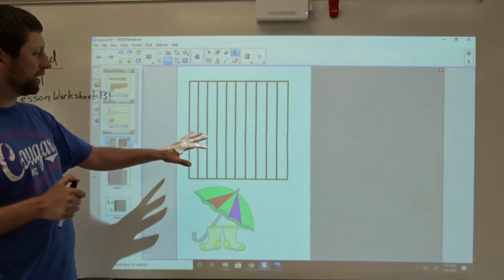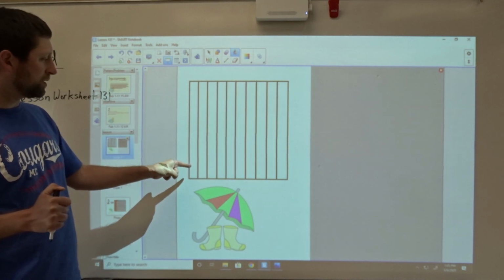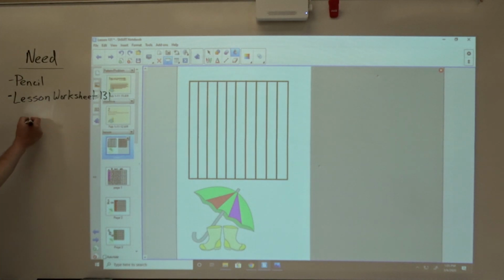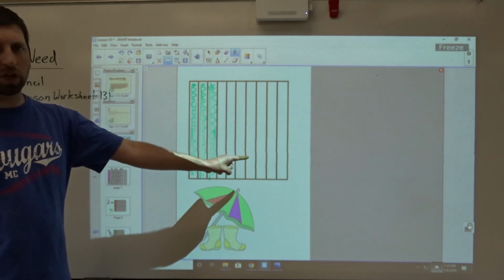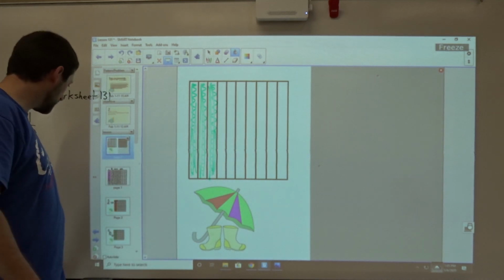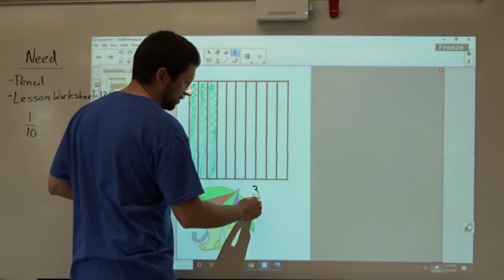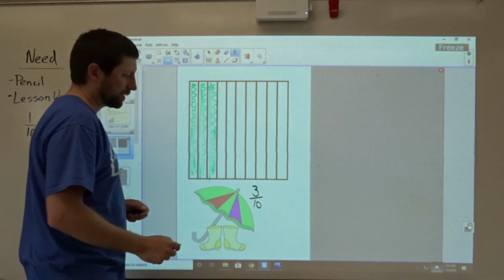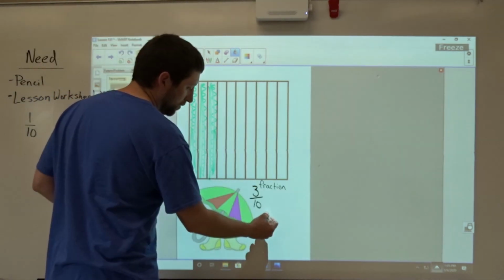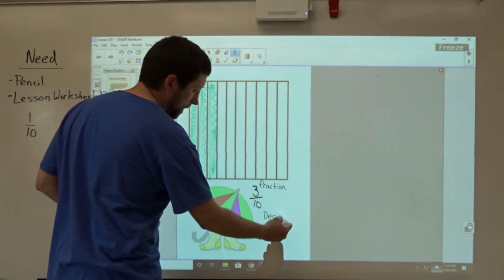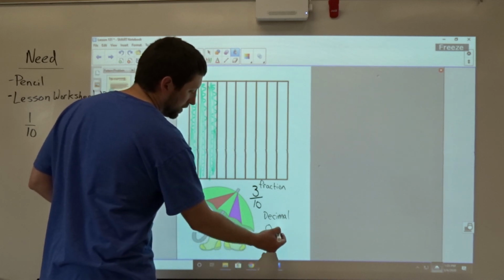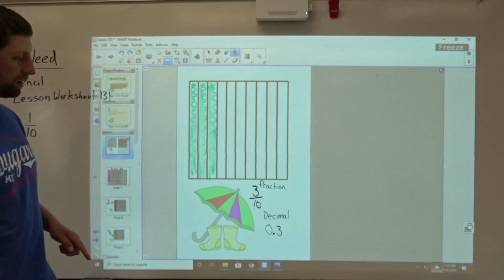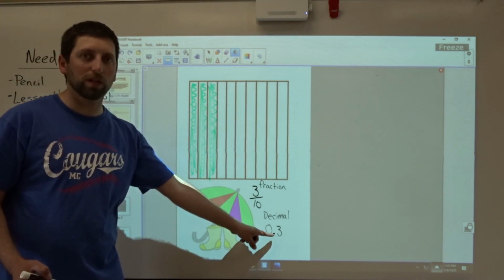Okay, so here I took a square and I divided it into 10 equal pieces, and each one of these pieces is equal to 1/10. Let's say that we have 3 columns shaded here in this square. So we can describe that as 3/10 like that. That is our fraction. And we can also write it as a decimal by writing 0 because we don't have any whole numbers, decimal point, 3. Okay, so that's with tenths. We read that number as 3/10.